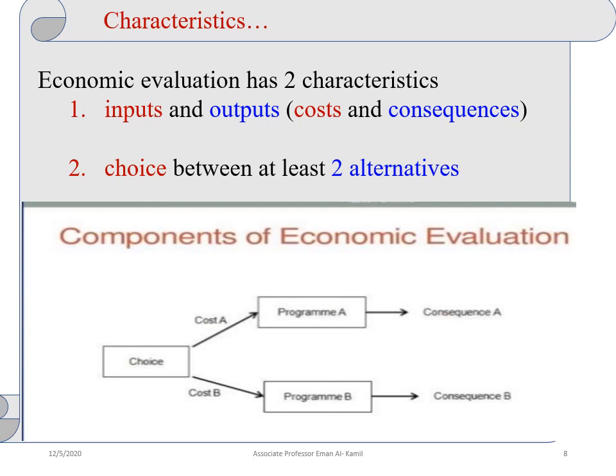So we have two programs and two choices: cost A, cost B, program A, program B, consequences A, consequences B. As a decision maker we have to make our choice by choosing the program according to the method which we are going to discuss.